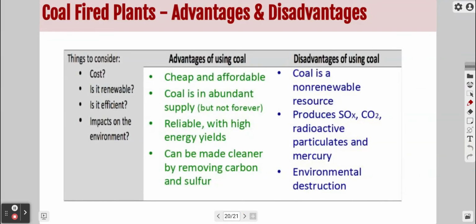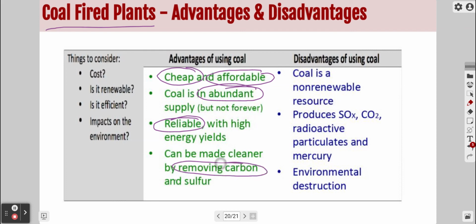All right, so some of the advantages and disadvantages of using coal fire plants. First off, the cost. Why do we use it? It's because it's cheap, affordable, and abundant. We have tons of it in Alberta, and that's one of the reasons we have been using it for so long, because it's right there, it's easy to use. It's very reliable. We know the energy yield we're going to get with it: you burn so much, you're going to get so much energy. And it can be made cleaner by removing the carbon if you carbon sequester, or taking out the sulfur.